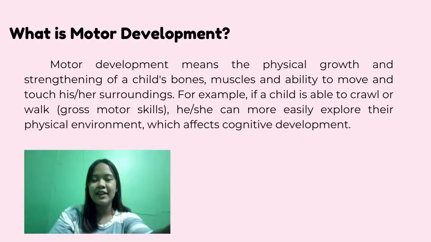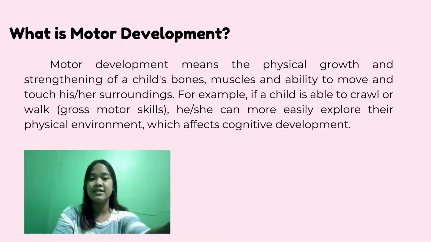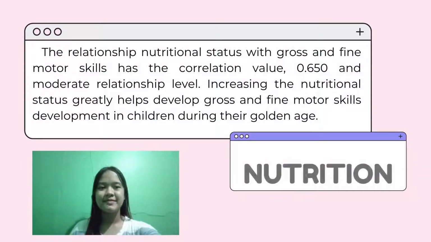So next development is the motor development. It means the physical growth and strengthening of a child's bones, muscle, and ability to move and touch his or her surroundings. For example, if a child is able to crawl or walk, the gross motor skills, he or she can more easily explore their physical environment, which affects cognitive development.